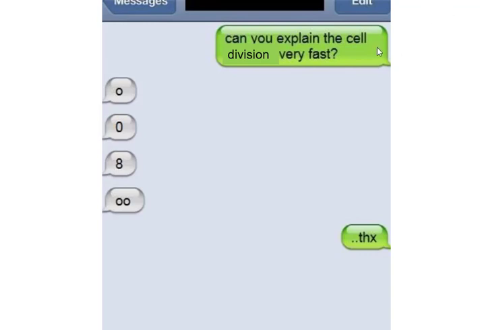So here's somebody that texts their teacher and says, okay, can you explain the cell division very quickly? And it's like, yes, here's a cell. The cell gets bigger. The cell pinches in half. And then you have two cells. And the kid says, thanks.